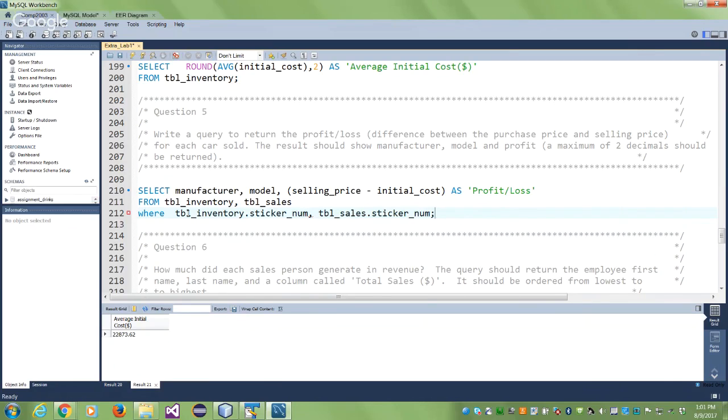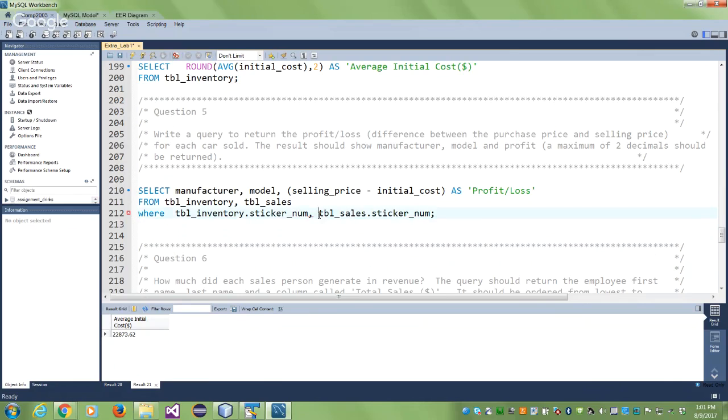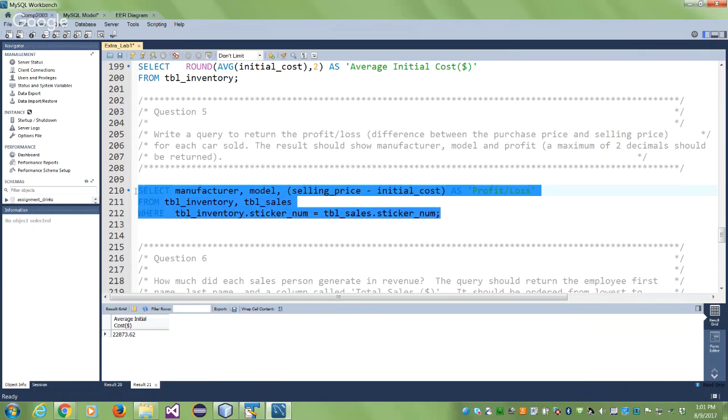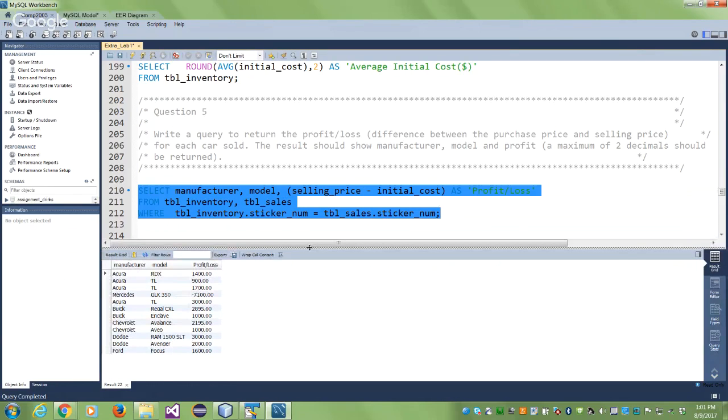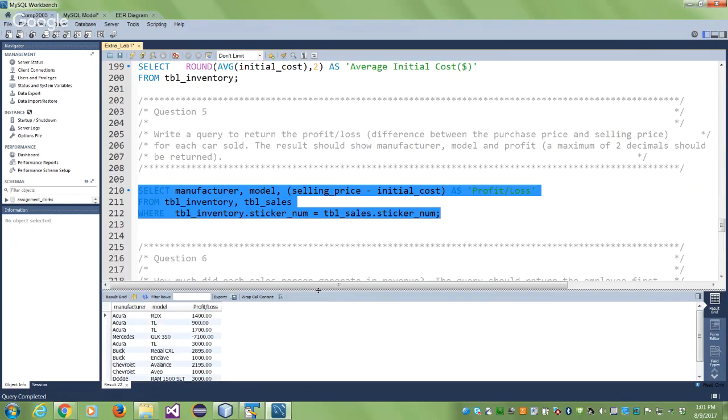What doesn't it like? Oh, because I have a comma there instead of an equal. Copy and paste. I don't know if it is profit everywhere, but anyway, let's see. It's a profit everywhere. So oh, I see a negative value. I do see a negative value. Same with you guys, it has to. So this car has gone on a loss. Mercedes has gone on a loss.